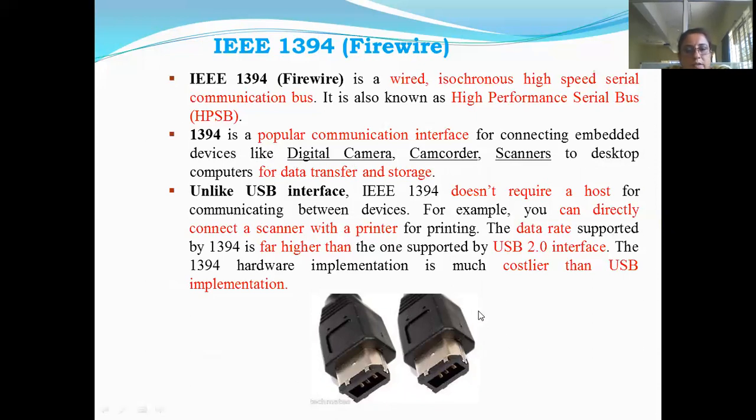Here, unlike the USB interface, it doesn't require a host for communicating between the devices. You can directly connect a scanner with a printer for printing. And the data rate supported by 1394 is higher than USB, but it is costlier than the USB implementation.